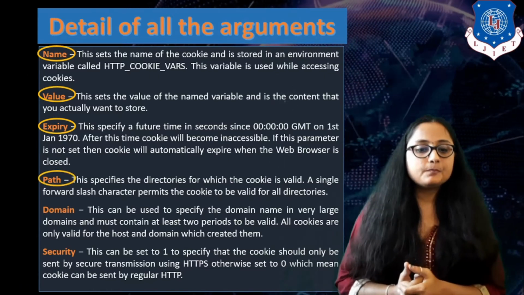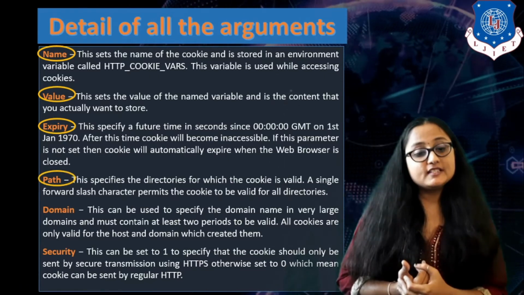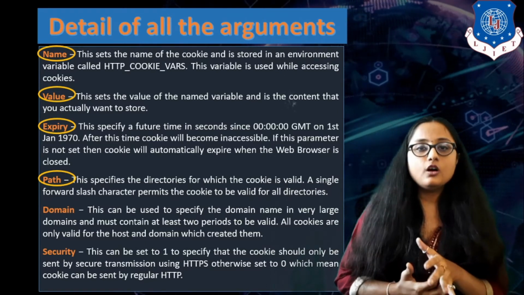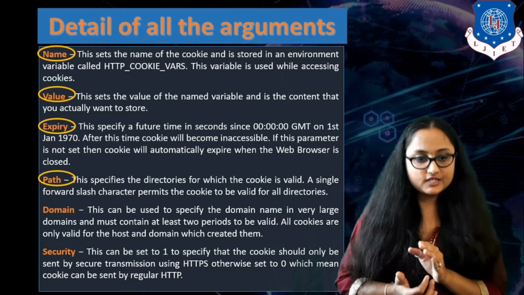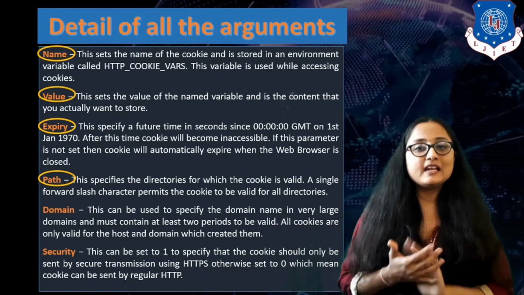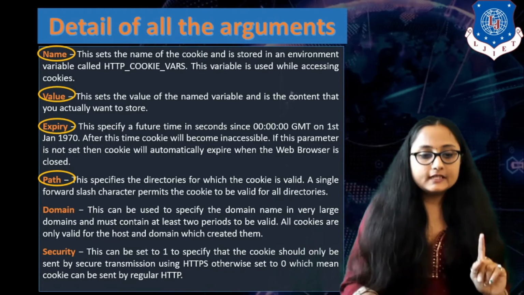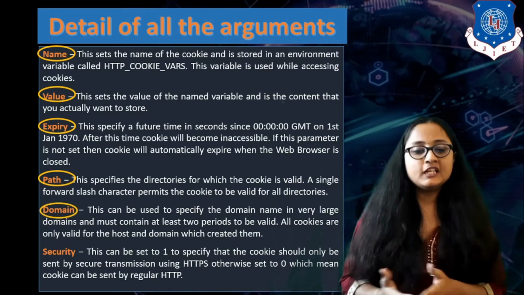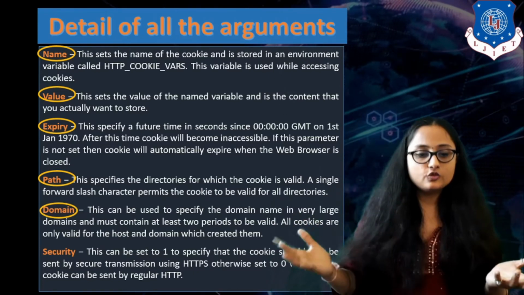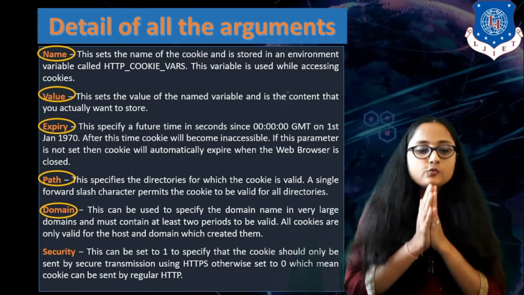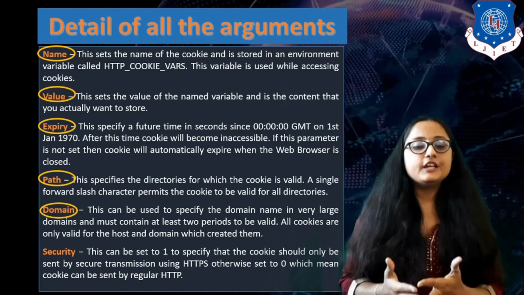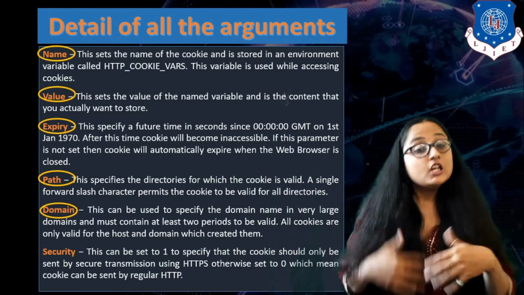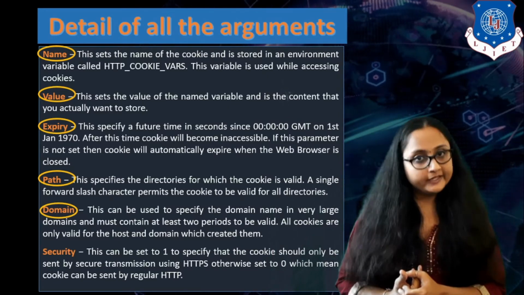The next is path. Now this specifies the directories for which the cookie is valid, and if you write only a single /, this permits the cookie to be valid for all the directories. The next is domain. Now this can also be used to specify the domain name. So if you have a very large domain and you want your cookie to be valid for a certain host and domain, you can specify this domain name, right?